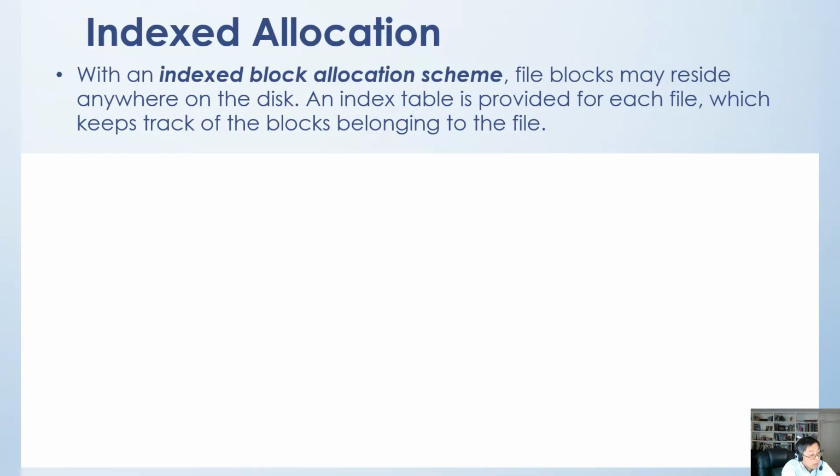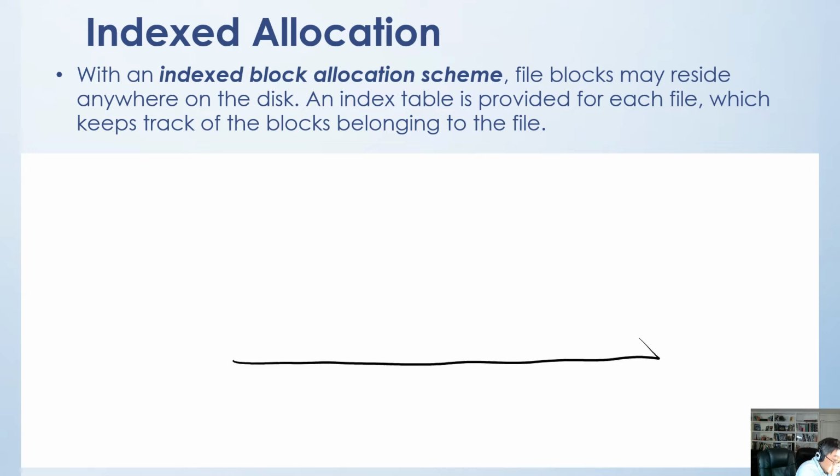Now, another implementation for the disk allocation is the indexed allocation. With an indexed block allocation scheme, file blocks may reside anywhere on the disk, and an index table is provided for each file, which keeps track of the blocks belonging to the file. Let's take a look at the same example we used before.